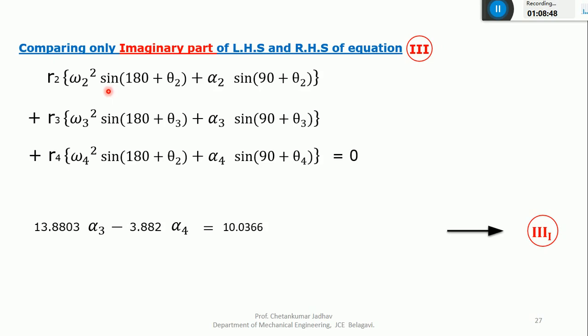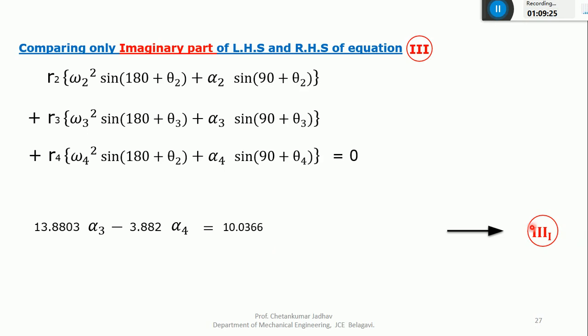If you want, you can directly copy this as it is, replace cos by sine, and you'll get the answer. Okay. From equation 3, by comparing only the imaginary part of LHS and RHS of equation 3, instead of cos, it becomes sine. R2 omega 2 square sin(180 + theta 2) + alpha 2 sin(90 + theta 2). Similar to the previous equation, except you need to replace cos by sine. Again, substitute the values of R2, R3, R4. You know omega 2, omega 3, omega 4. Just make a correction that it has to become 4, because this is with respect to 4. And you know alpha 2, it is 0. If you don't know alpha 3 and alpha 4, just keep as it is. You'll get the simplification as 13.8803 alpha 3 minus 3.882 alpha 4 is equal to 10.0366.